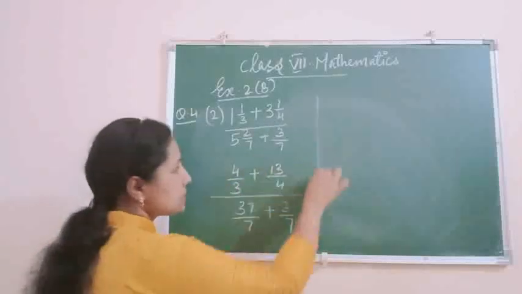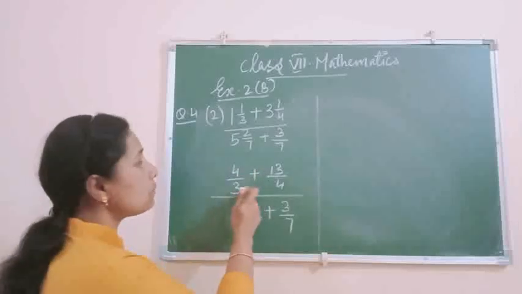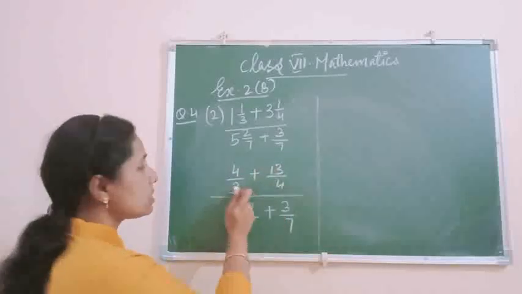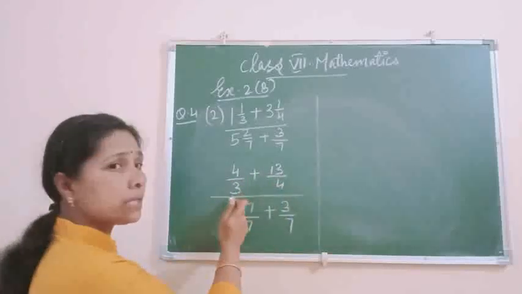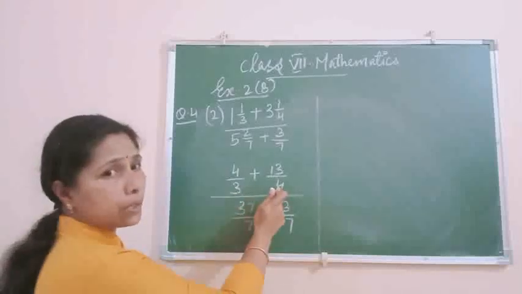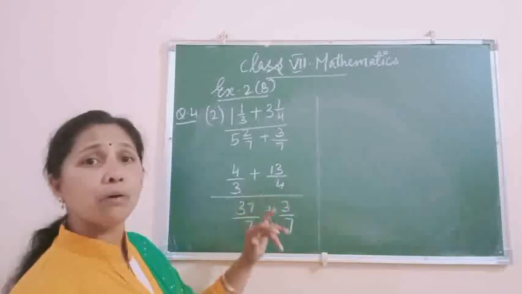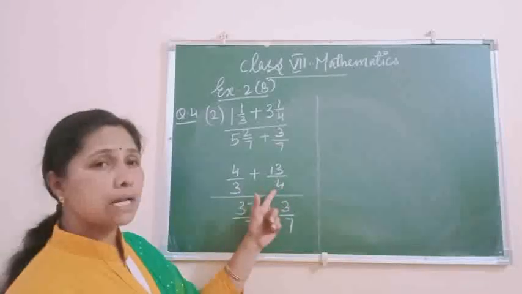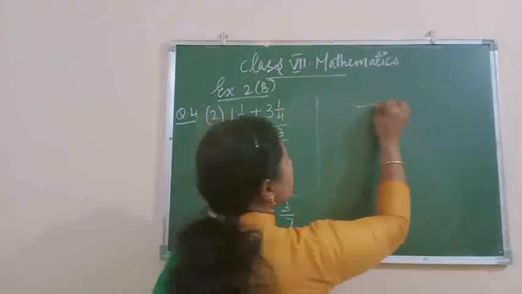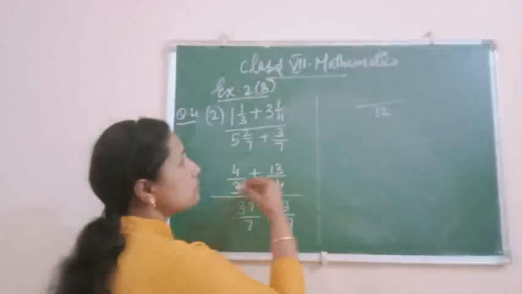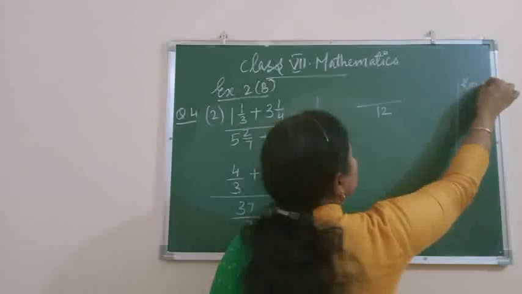After converting this, first of all we will solve the numerator only. In this addition we have to do 4 upon 3 plus 13 upon 4. It is unlike fractions, 4 upon 3 and 13 upon 4. See the denominators 3 and 4. And you know, for doing the addition of unlike fractions, you have to find the LCM of the denominators. 3 and 4, the LCM of 3 and 4 is 12. So we are taking 12 as the common denominator for both fractions. And 4 upon 3, see the rough column here.